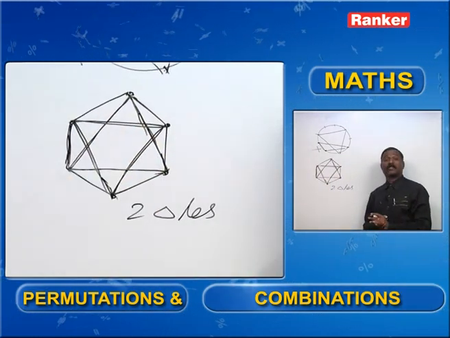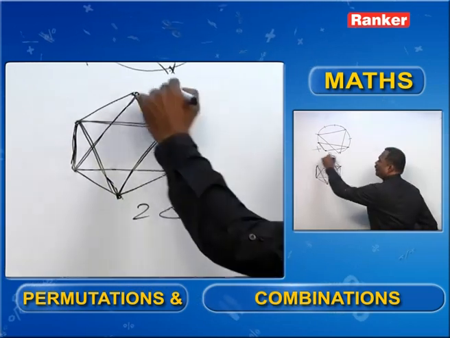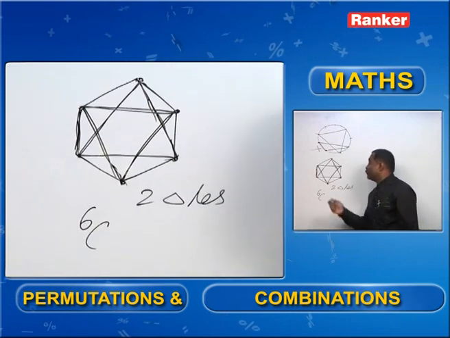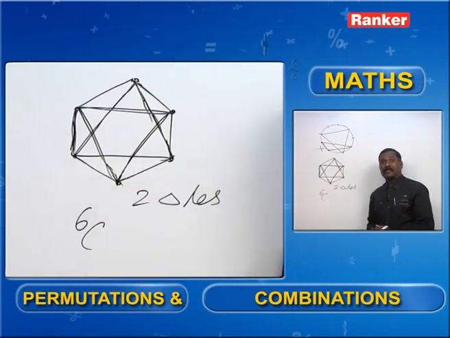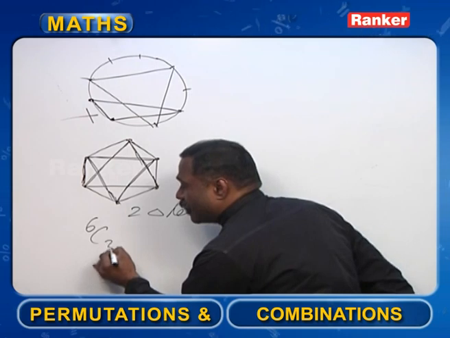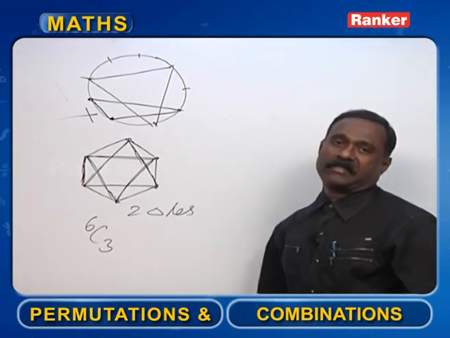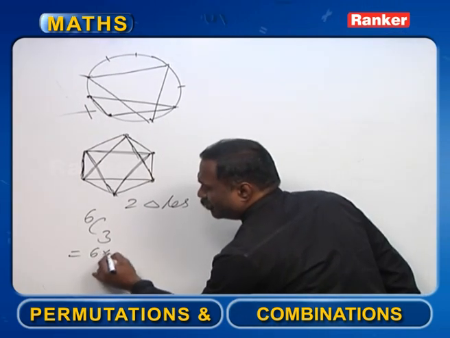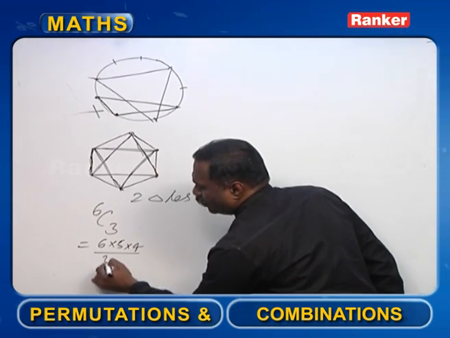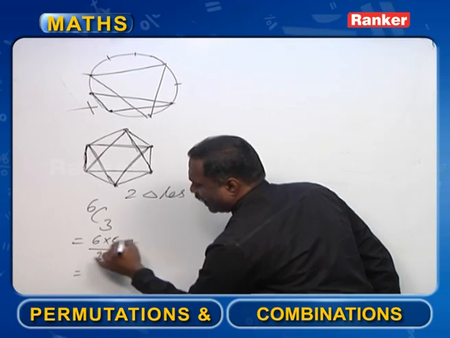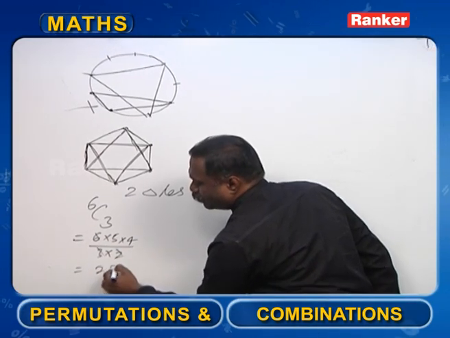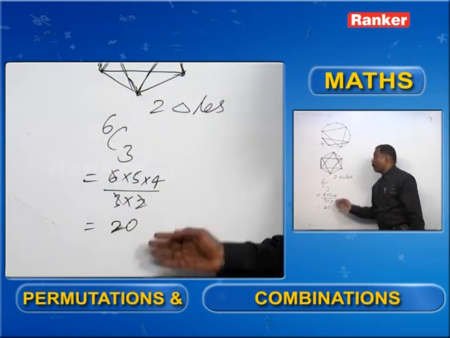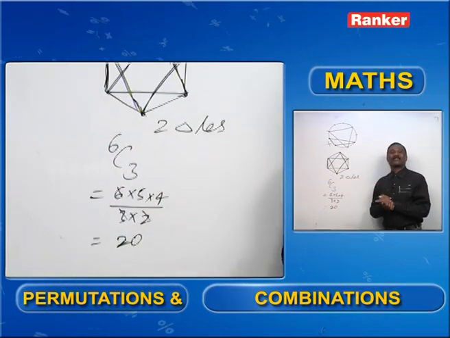Now, let us apply the concept of combination. How many vertices are there? 6 vertices are there to form the triangle. To form the triangle, how many vertices are needed? 3 are needed. 6C3 is nothing but 6 into 5 into 4 upon 3 into 2, which is getting cancelled. That is 5 into 4, 20. So, if you apply the combination, you are getting 20. But practically, if you see, there are only 2 triangles.